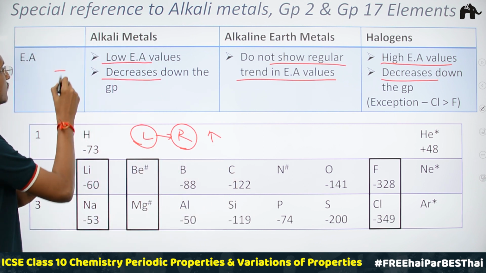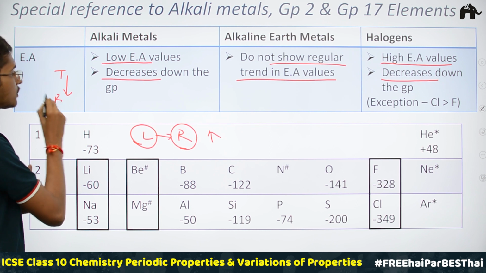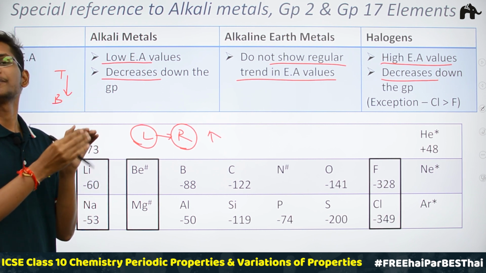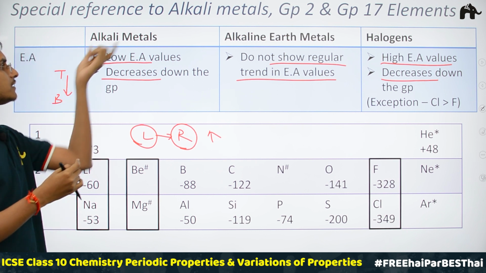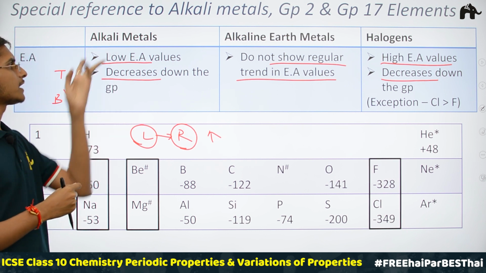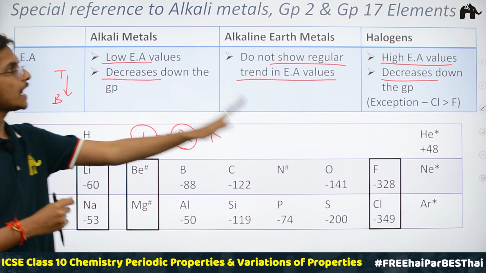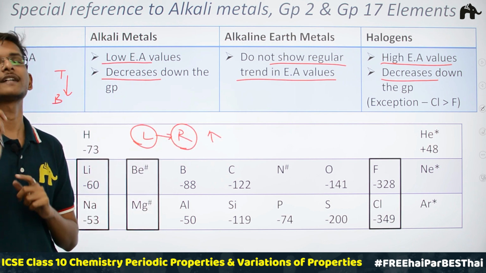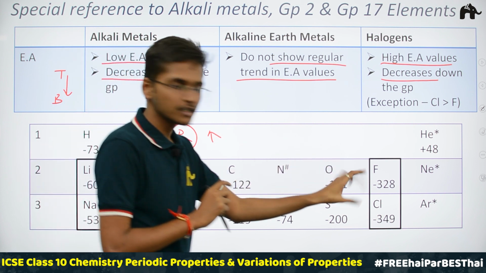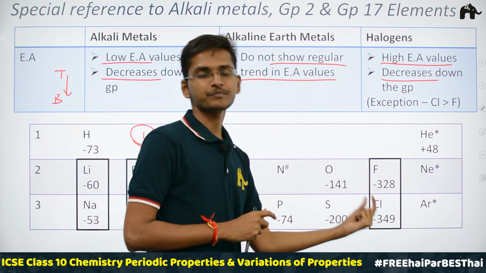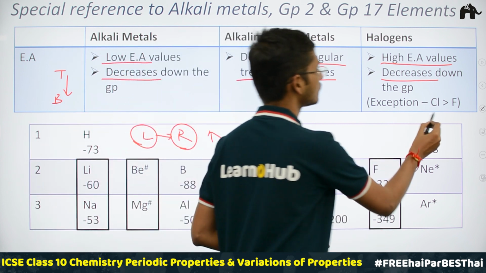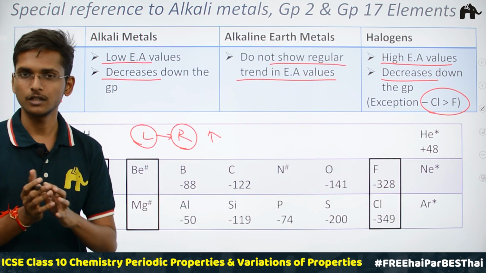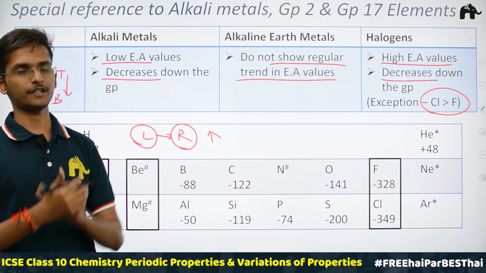Just try to remember the trend of electron affinity. When we move down the group from top to bottom, what happens? Electron affinity values become less and less, right? So they decrease. You can remember in this way: alkali metals' electron affinity value decreases down the group, and halogens' electron affinity values decrease down the group. But in case of halogens, you have to just remember the exception as well, which we have already learned, that the electron affinity value of chlorine is more than fluorine. And why is this so? That reason also we have studied when we were learning the exceptions in electron affinity.